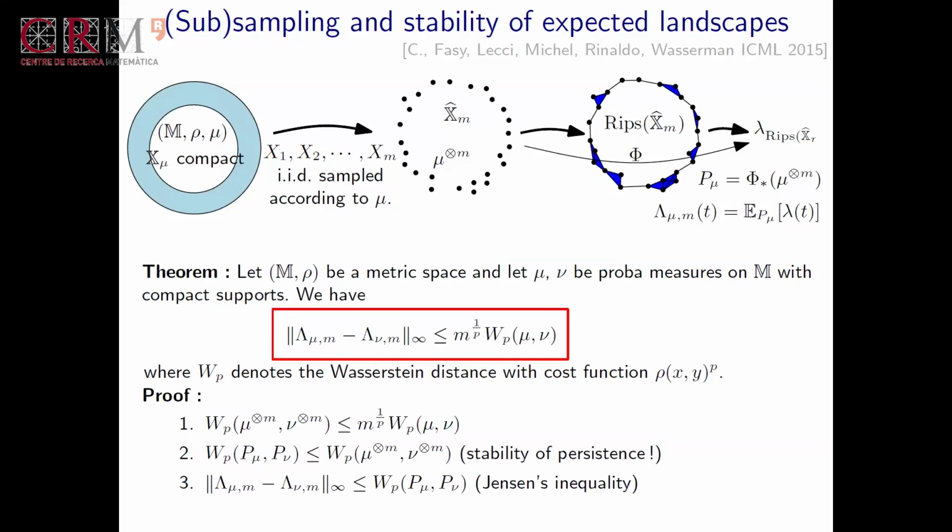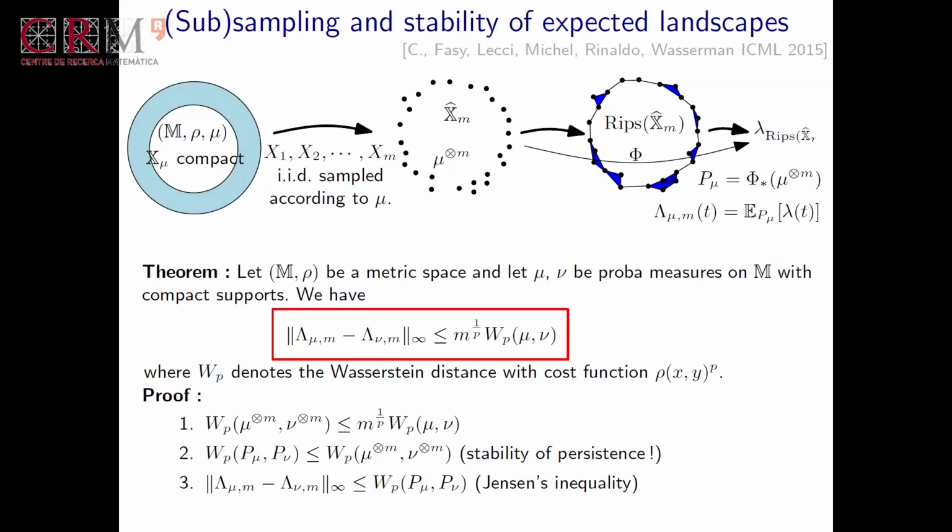And one word about the proof. In fact, the proof is quite elementary. It's just like one page or something like that. It's a very basic property about the Wasserstein distance between tensorized measures. When you have the distance between mu and nu, sampling M points according to mu is like sampling one point according to mu tensorized M times, and the same for nu. So you control the Wasserstein distance between these tensorized measures with the Wasserstein distance here. This is where the coefficient appears here.